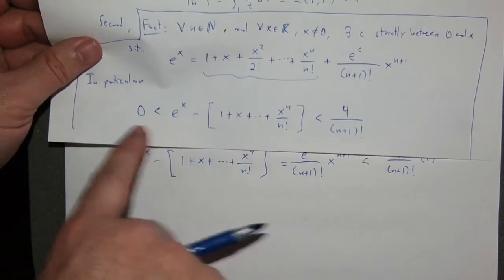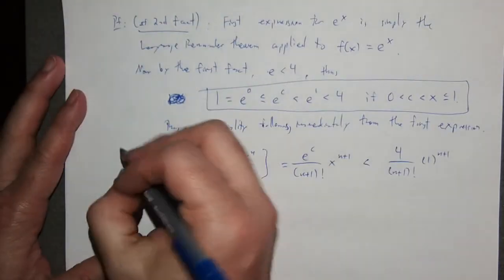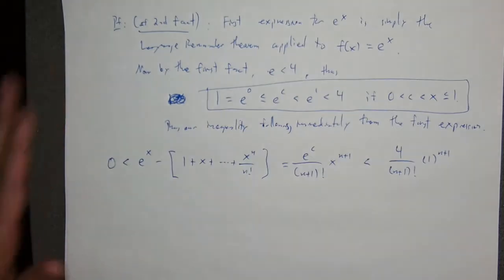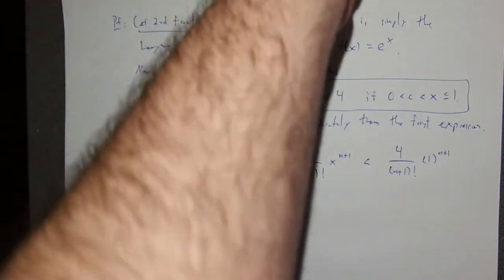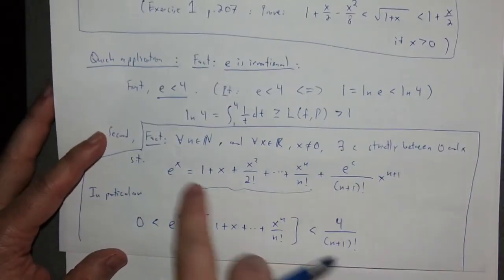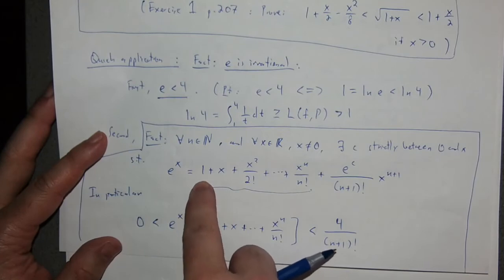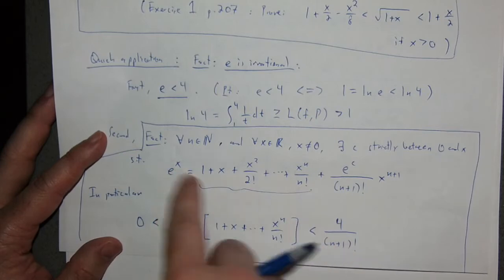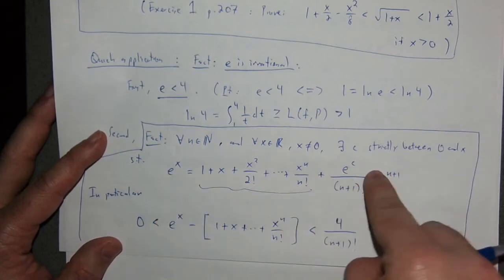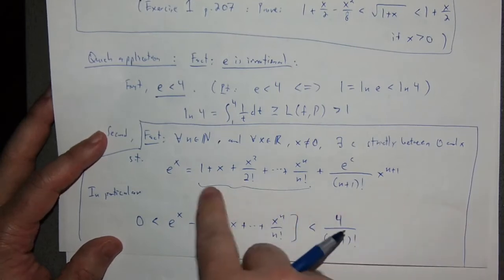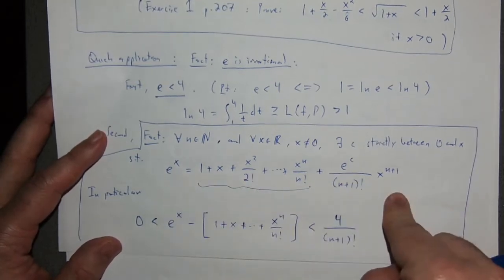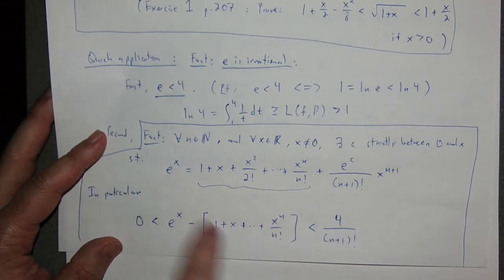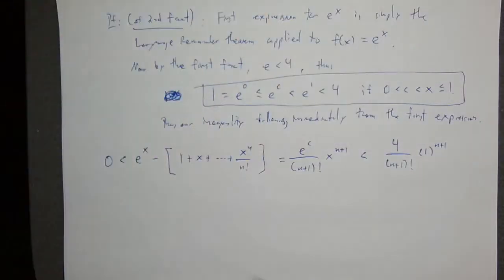Okay, and it's clearly positive here. Why is it clearly positive? Well, looking at this expression, e to the x is equal to something, and if I'm taking x to be a positive number, then all this is positive. So e to the x is equal to a positive number plus e to the c over a positive times a positive, which is a positive number. So if I subtract off this chunk, that's still positive. So the bottom inequality comes from that. And so that's what I get.